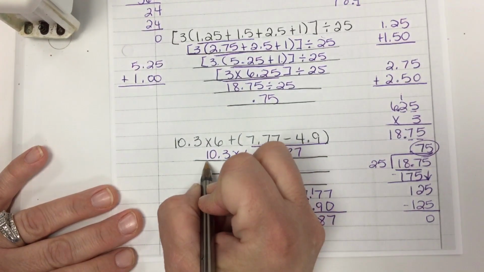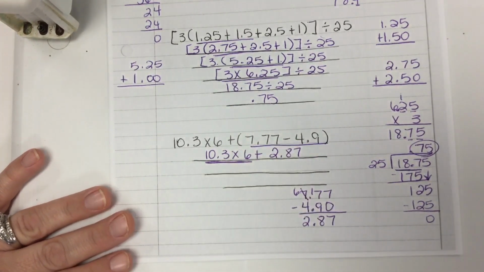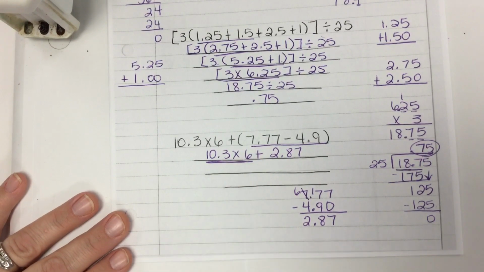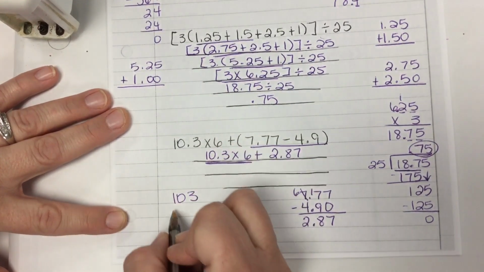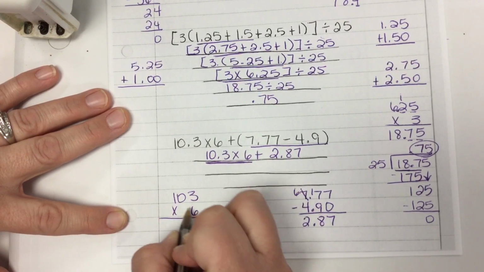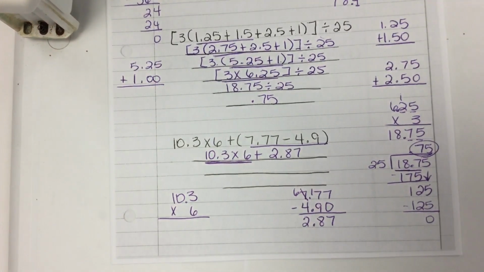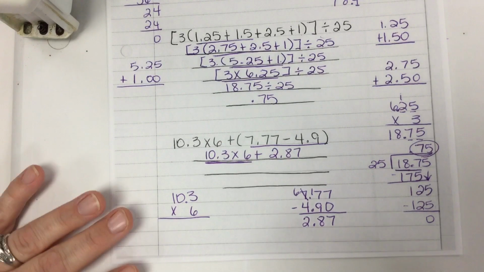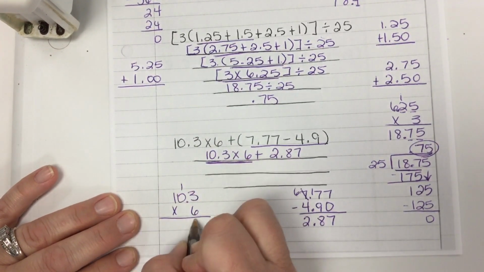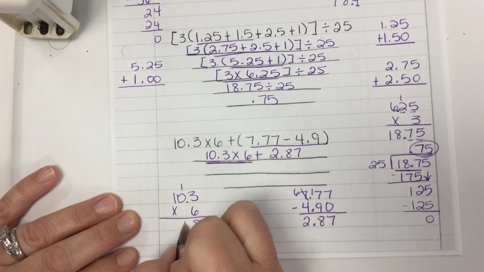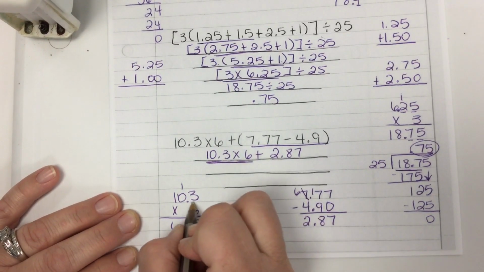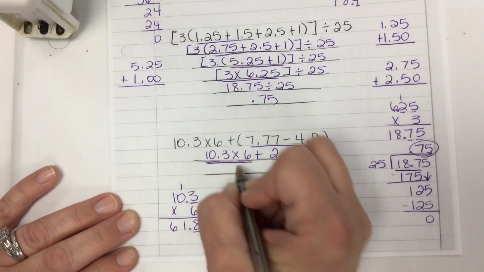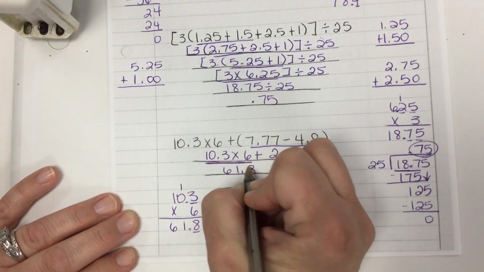All right. Now you're going to solve 10 and 3 tenths times 6, because multiplication comes before addition. So 103 times 6. 6 times 3 is 18. 6 times 0 is 0, plus 1 is 1. 6 times 1 is 6. 1 decimal, 1 decimal. So now you have 61 and 8 tenths.